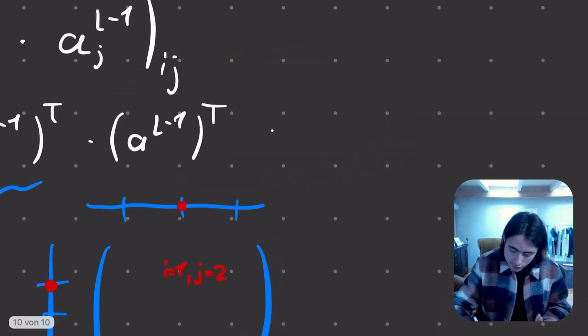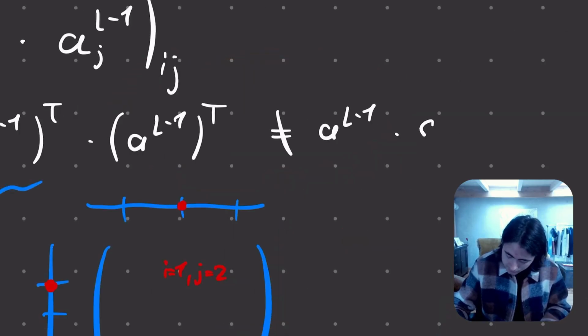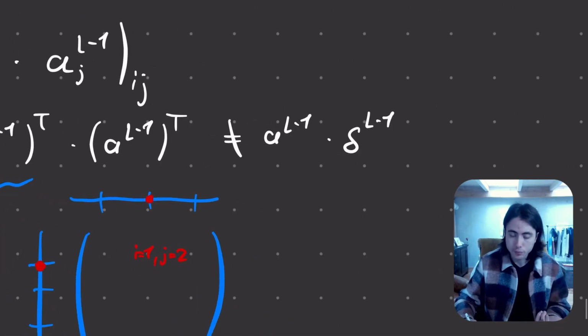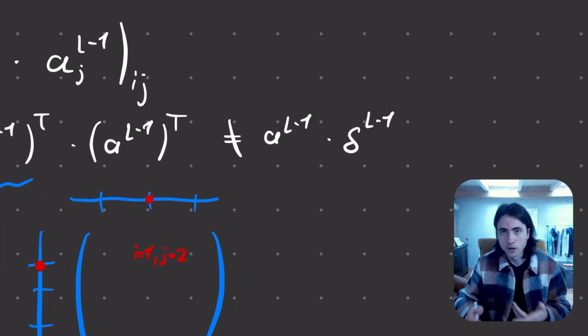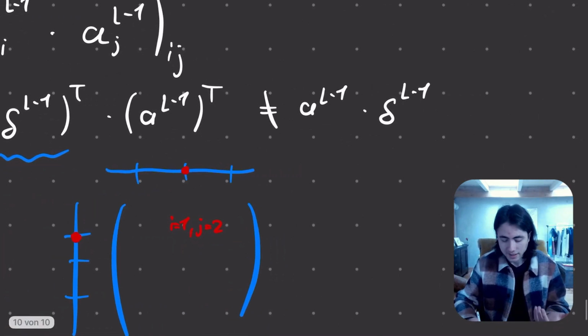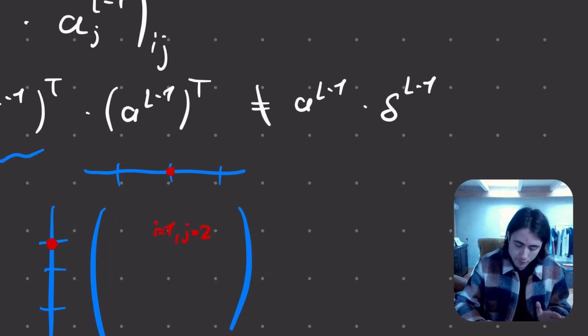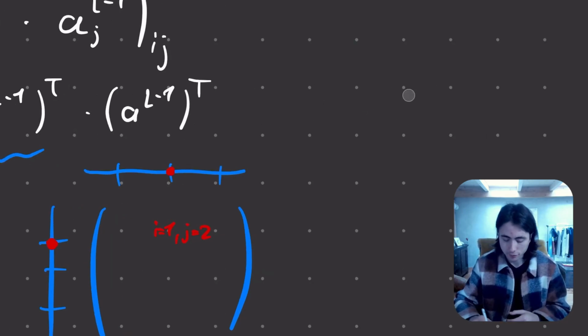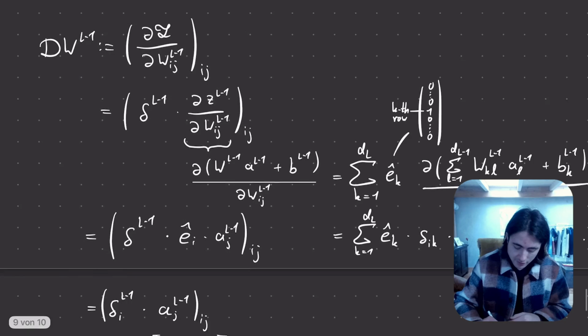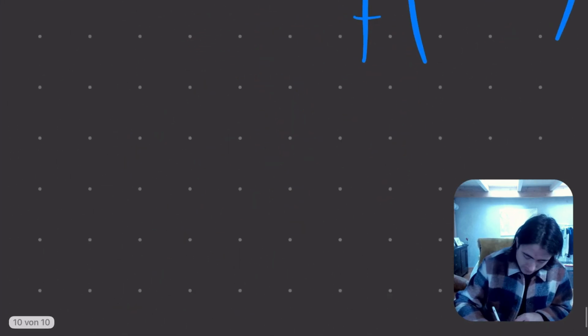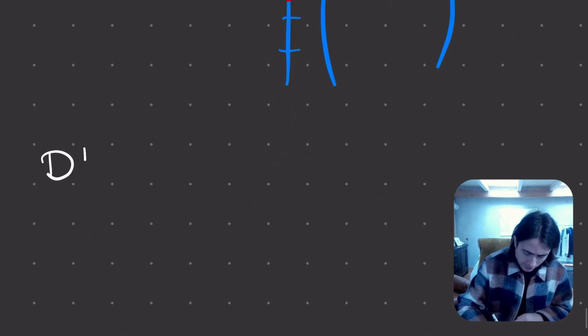And the alternative would have been to write it like this, a L minus 1 times the delta. This is also an outer product, but it's the transposed matrix of the one we want to get. So these are not the same. We have to pay a bit of attention, but since we are careful, this is the correct result. Okay, so now let's do the same with the bias. And we have done most of the calculation already, so this will be a lot faster.